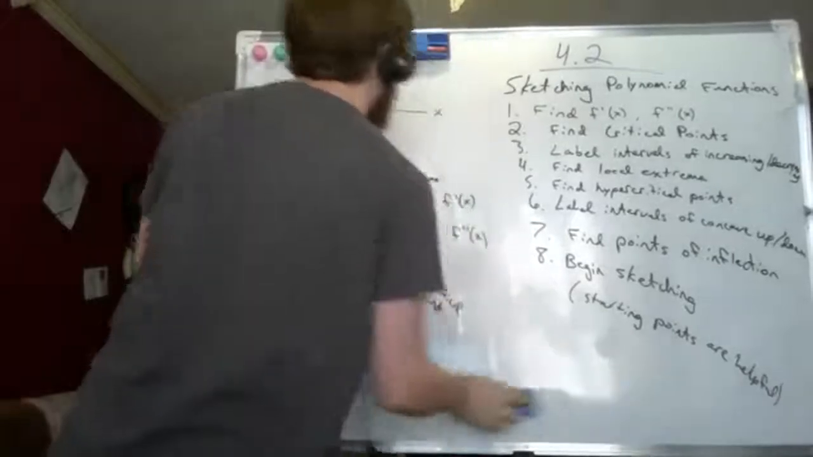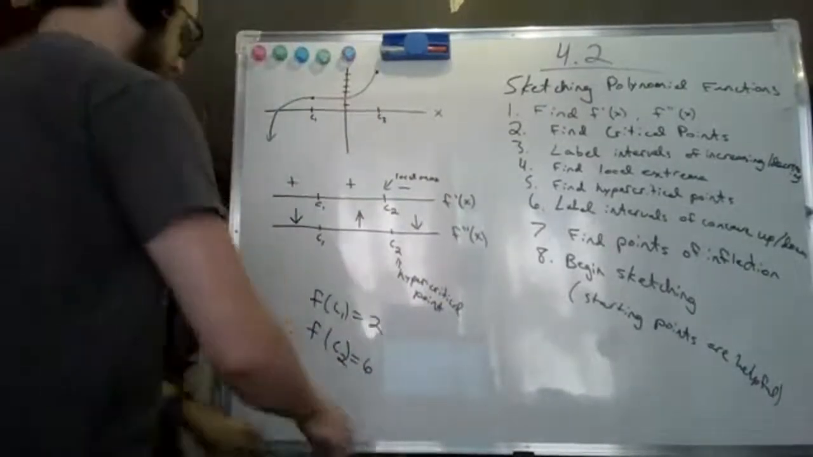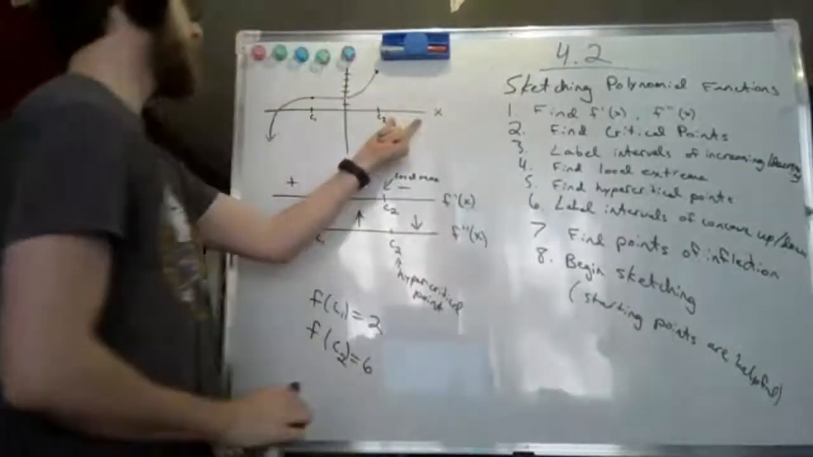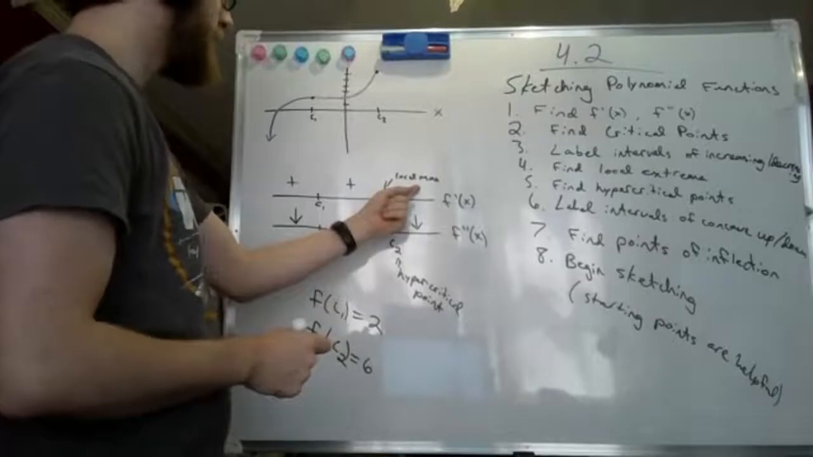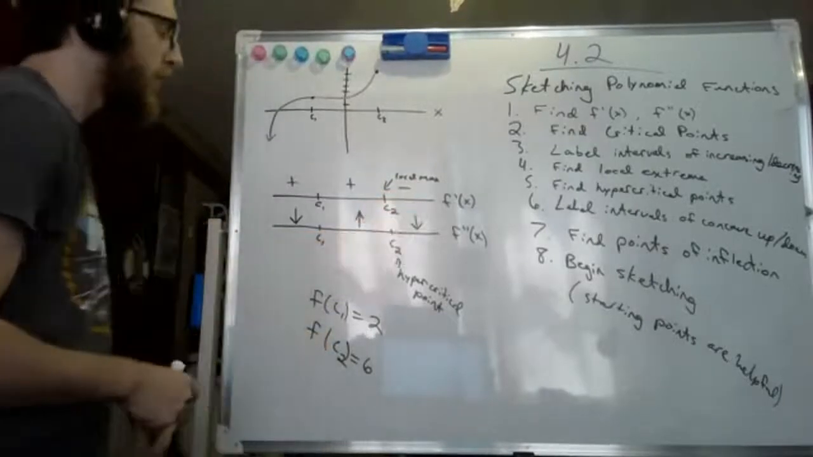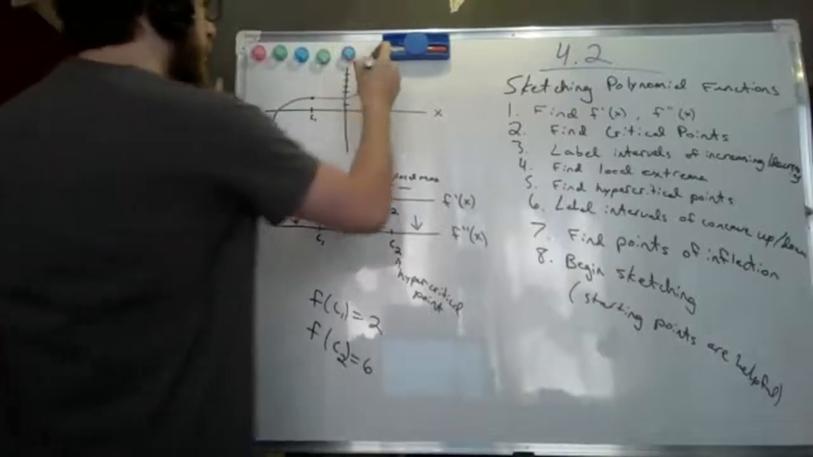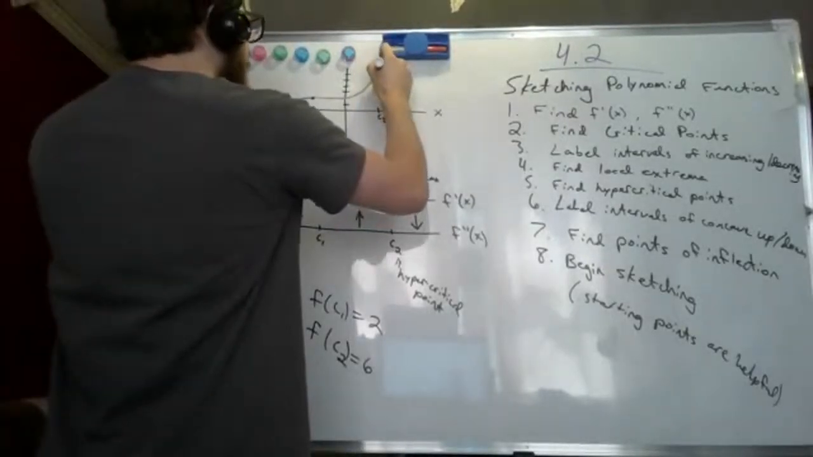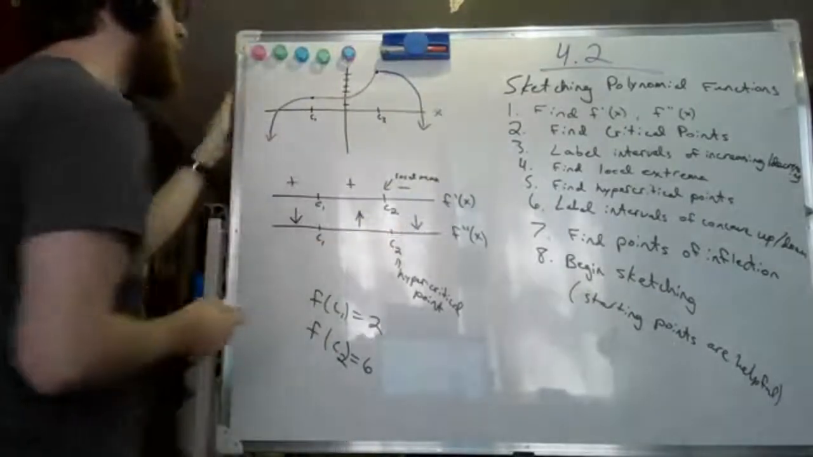Okay, so we're almost there. And now for this last step, for this section that's to the right of C2, we know that it is decreasing and it is concave down. So the curve should be facing downward as I decrease. And so it should look something like this. And there you have it.